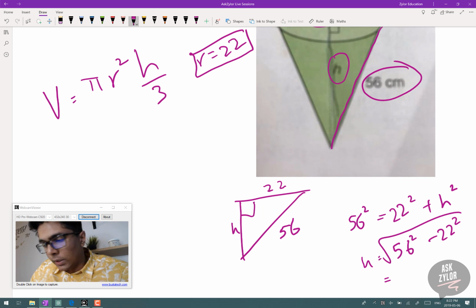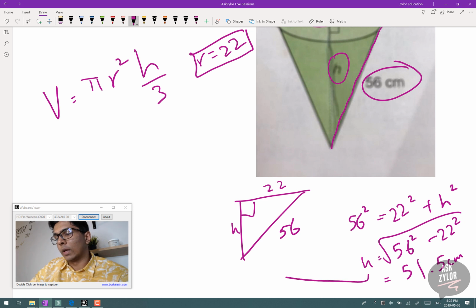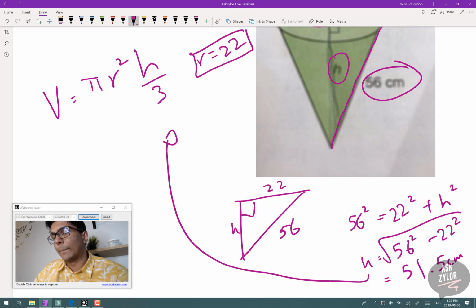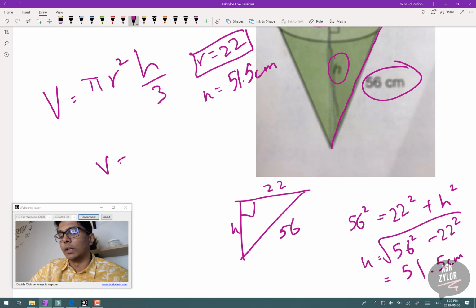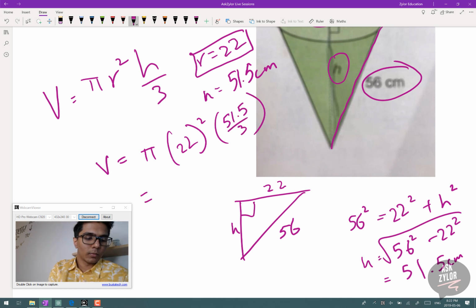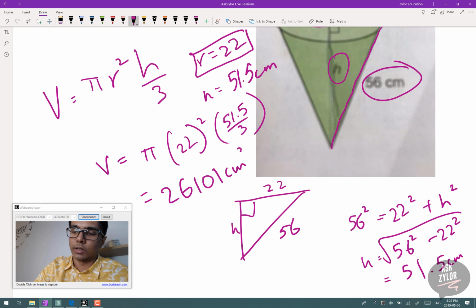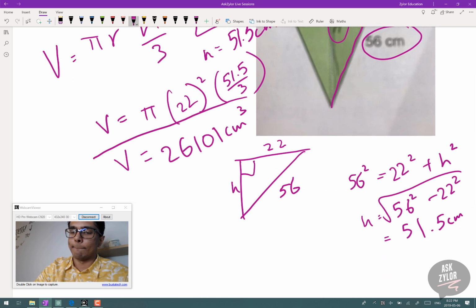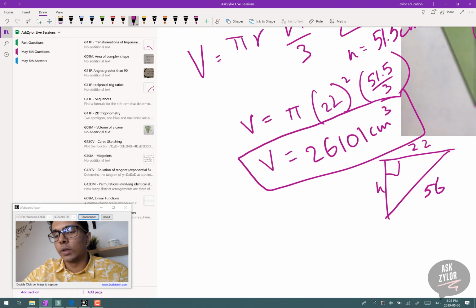So my height ends up being 51.5 centimeters. So now I can plug it into my volume equation. Right? So my radius is 22, my height is 51.5 centimeters. So then let's plug it into my volume equation. Pi times 22 squared times 51.5 over 3. So that ends up being 26,101 centimeter cubed. So let's move on to the next question.